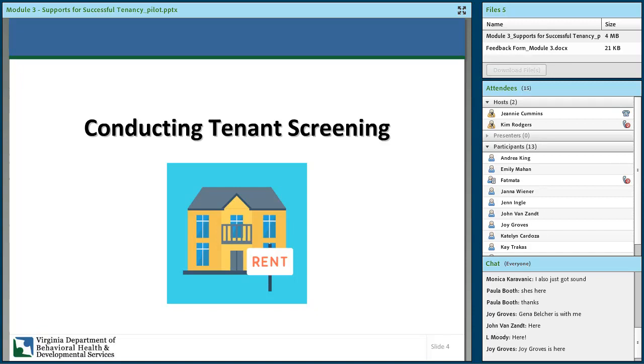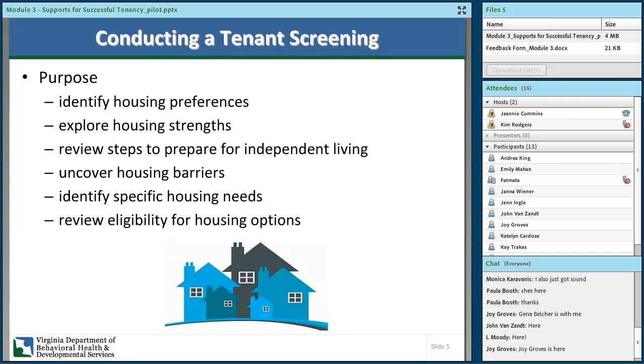So first, we're going to review the steps of the tenant screening process. The purpose of the tenant screening is to identify housing preferences, explore housing strengths, review the steps to prepare for independent living, uncover housing barriers, identify specific housing needs, and review eligibility for housing options. Community housing guides are required to perform tenant screenings so they can develop person-centered approaches to supporting individuals through their transition to housing. A tenant screening form is available in the FAQ for Module 3. Use this form to document completion of a tenant screening.